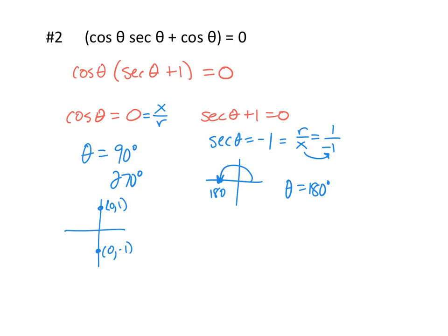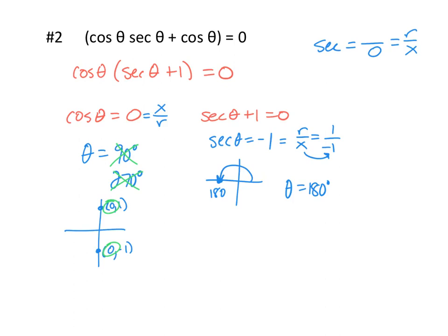I need to go back and check in my original equation. And one of the things we want to check for is where we could have an undefined trig function. Sine and cosine are never going to be undefined because they're over r, which is never going to be 0. But in this case, we have secant. If that's r over x, we don't want to have an answer where the x value is 0, or secant would be undefined. Well, if we look back to the 90 and 270, they have x values of 0. So since our x value is 0 for 90 and 270, those cannot be solutions to my original equation.